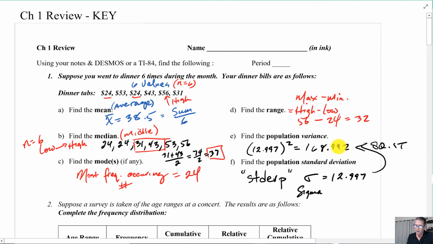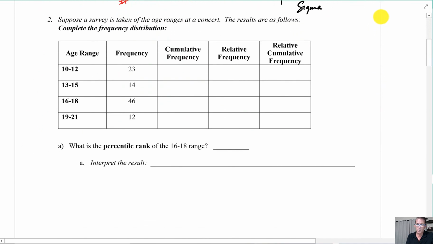168.992 rounded. Okay, so all you have to do is take the standard deviation, square it to get the variance, or backwards, if you get the variance, you just go ahead and square root it to get to the population standard deviation. Okay, let's move on. Okay, number 2.